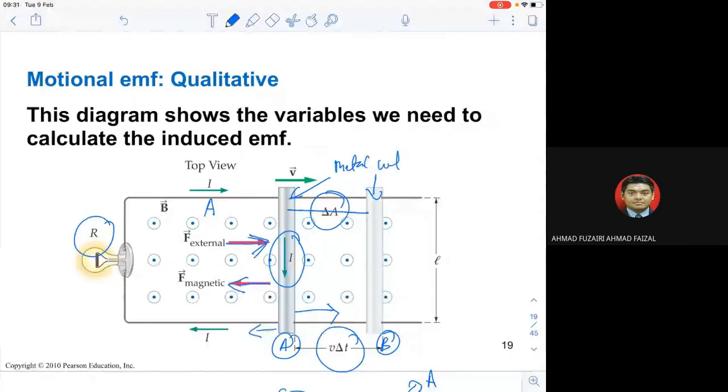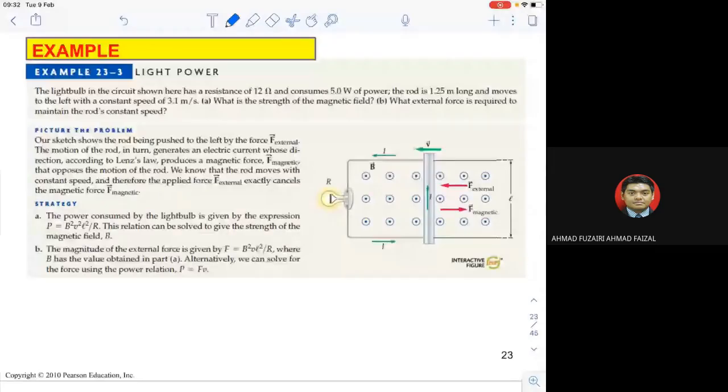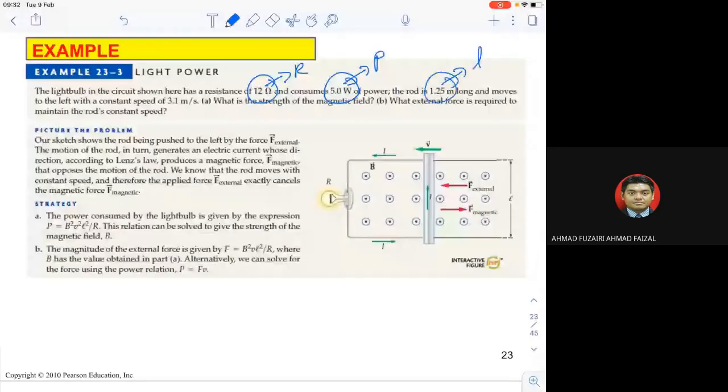Okay, so let's look at these examples. The light bulb in the circuit shown here has a resistance of 12 ohms, so this is R, and consumes 5 watts, which is power. The rod is 1.25 meters, this is L, and moves to the left with a constant speed, so this is V. What is the strength of the magnetic field? So you want to know what B is.